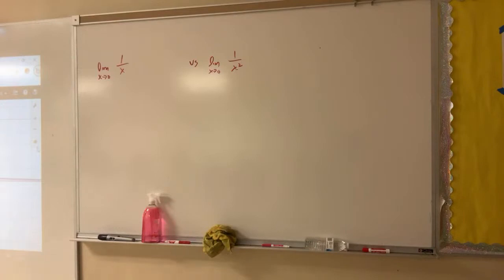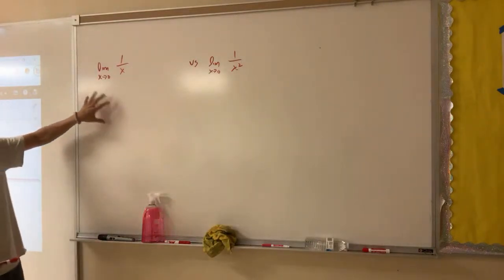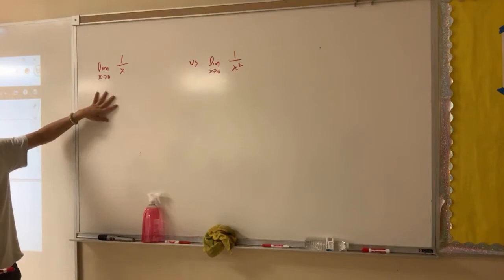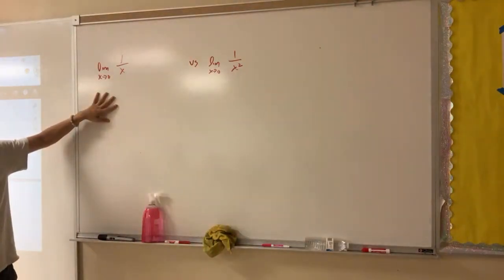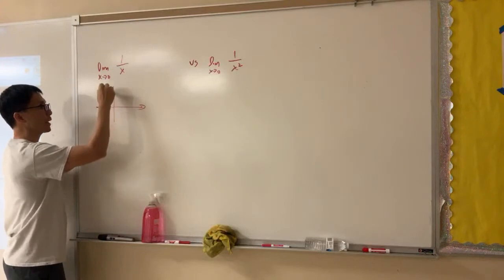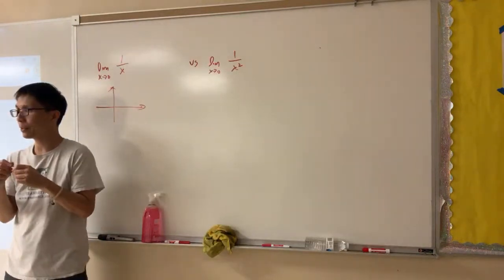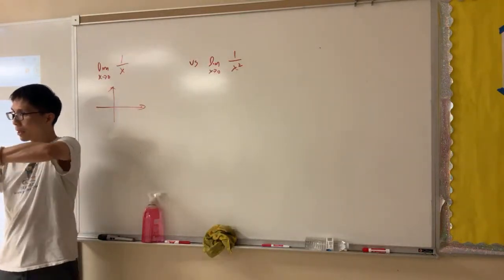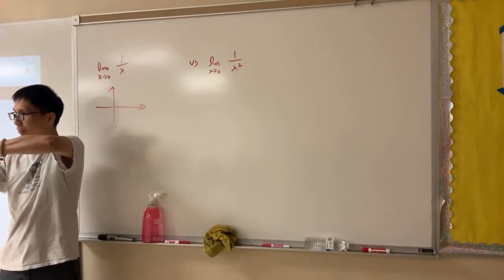A lot of the time when you have this case, it's probably easier to graph it. If you graph it, you know what's going on, right? So what happens with the graph of 1 over x? Do you guys know what the 1 over x graph is? It's like this, right?